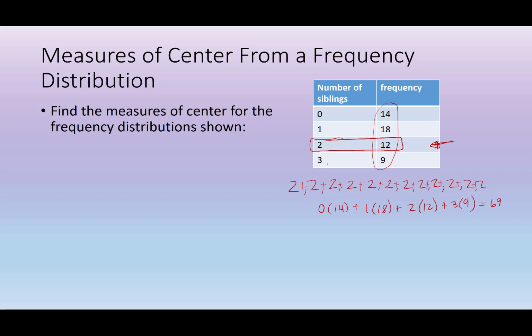Well, now, just based off the context of the situation, that does not make sense, that my mean number of siblings would be 69 siblings. Well, this is only the first part of finding the mean. Remember, we have to divide by our total number of values.